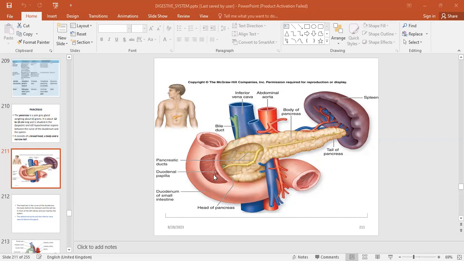Then this lump in the duodenum where the sphincter of Oddi is found is known as the major duodenal papilla. Then there's a smaller lump above where this accessory duct enters through, known as the minor duodenal papilla. So in short, there are two papillae in the duodenum. The major one is for the main pancreatic duct. The minor one is for the accessory pancreatic duct.